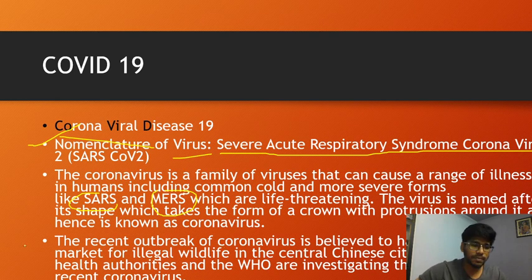This was first identified in Wuhan, which is how it got its name, the Chinese virus, which was said by USA President Mr. Trump, right? He coined this, the Chinese virus, right?